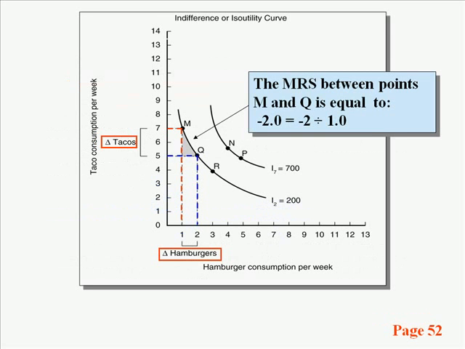So we're going from point M to point Q. We have our change in tacos. We're willing to give up 2 tacos in order to get one more hamburger. So the change in tacos was 5 minus 7, and the change in hamburgers is 2 minus 1, and we'll end up with a negative 2 as our marginal rate of substitution. So we're willing to give up, or subtract off, 2 tacos in order to get one more hamburger, which is where the negative comes from. You have to give that up. We're losing that.